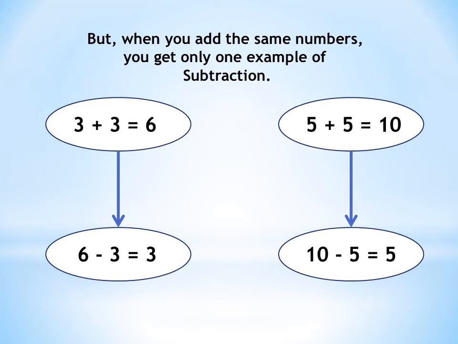Second example, 5 plus 5 is equal to 10. We get only one subtraction. 10 minus 5 is equal to 5.